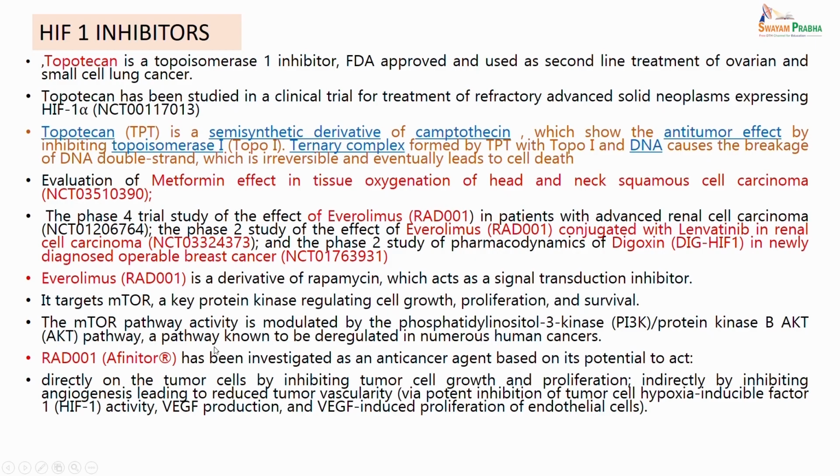The mTOR activity is actually modulated by the phosphatidyl inositol 3 kinase, the PI3 kinase, and the AKT pathway, a pathway which is known to be deregulated in most human cancers. So this PI3 kinase, protein kinase B, AKT is a very important pathway, and therefore this is modulated by the mTOR. So the RAD-001, the trade name is Afinitor.